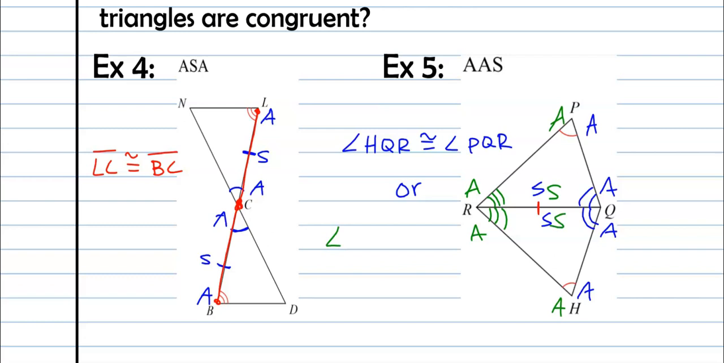I think there might be one like this on your worksheet or maybe on the mastery check. So I just want to make sure you saw one. So that would be angle HRQ is congruent to angle PRQ. I'll slide this over a little bit so you can see it better. There we go. All right, so angle, angle, side, and angle, side, angle. Go ahead and get started with your practice.